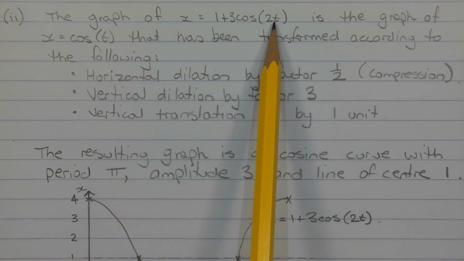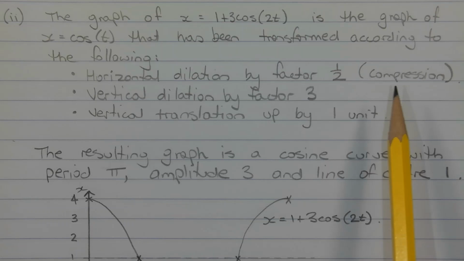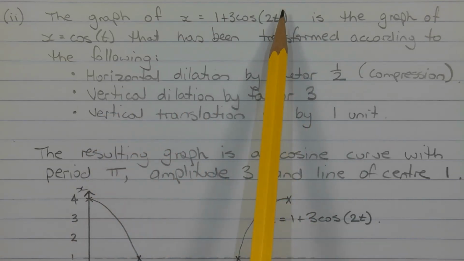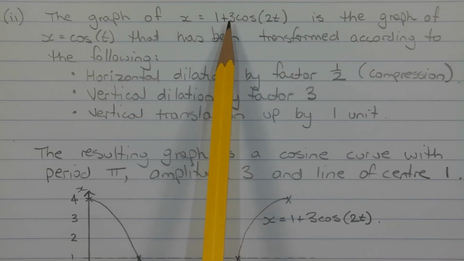That's because the t is being multiplied by 2, and that results in a compression or a squeezing of the curve horizontally by a factor of 2. Next, we have a vertical dilation by a factor of 3. That's because the cos 2t is being multiplied by 3. That makes the amplitude of cos 2t 3 rather than 1.